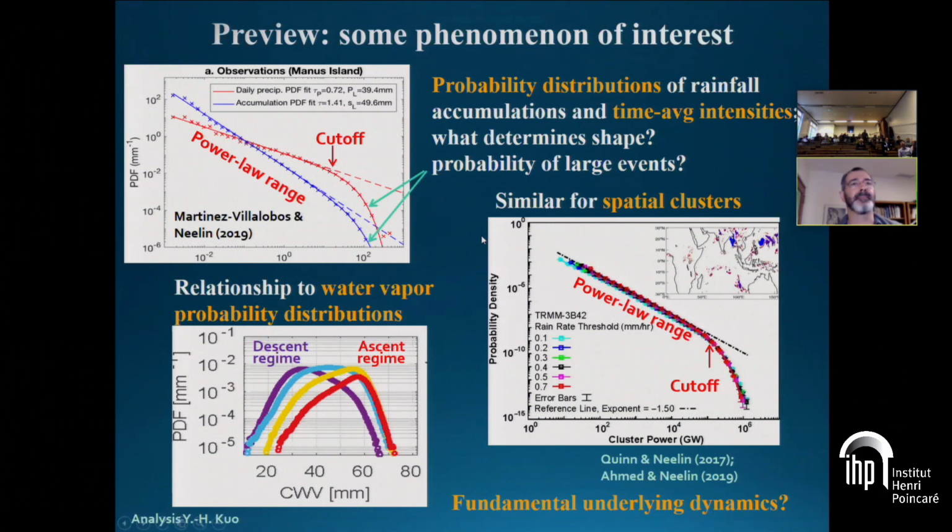Similarly, if you look at spatial clusters of precipitation, you see a qualitatively similar form. Can we get explanations for this, and why this cutoff that separates these two ranges happens where it does, physically speaking? And then when we move to probability distributions of the column water vapor itself, they have characteristic shapes between, say, an ascent regime where you have low-level convergence and a descent regime. Can we give reasons for why you have those shapes? What's the fundamental underlying dynamics?